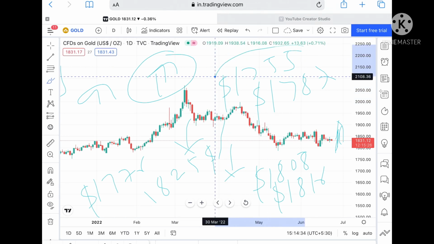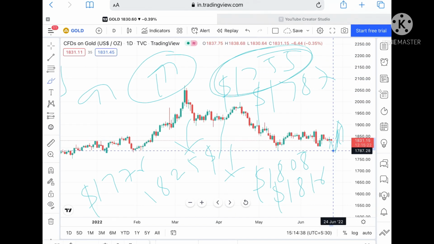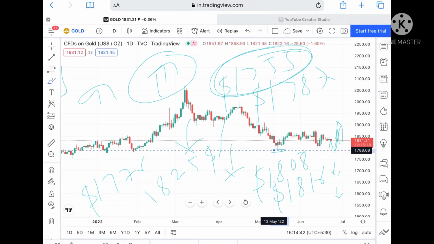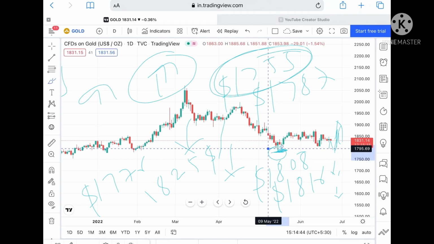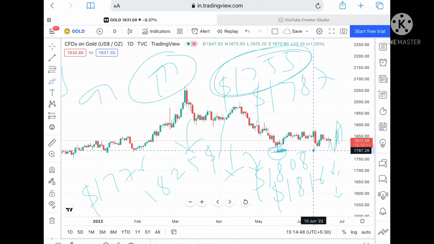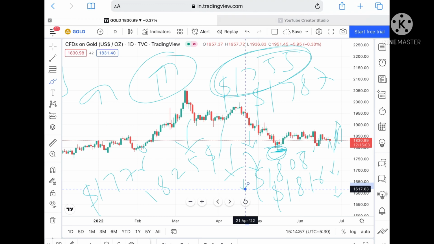Once it goes below a level of 1787, a probability of going more down will be there, because this level was a strong support. Once this breaks downside, we can see it move further down, but because this level is already weak, the probability is high that it can go further downside.